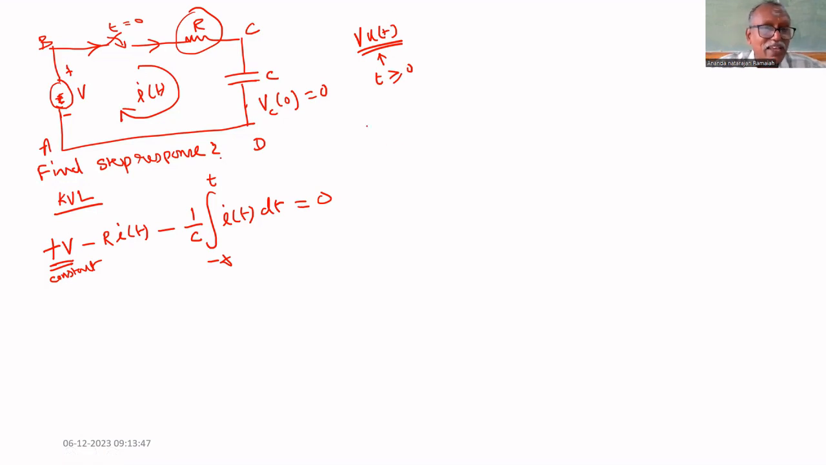Sometimes they will give V of t also. It means the applied voltage is variable with respect to time. If it is given as V, if you take Laplace transform of any constant, it is V by S. If V of t is given, then the Laplace transform is V of S. We do not know the function. That's why simply we are putting V of S.